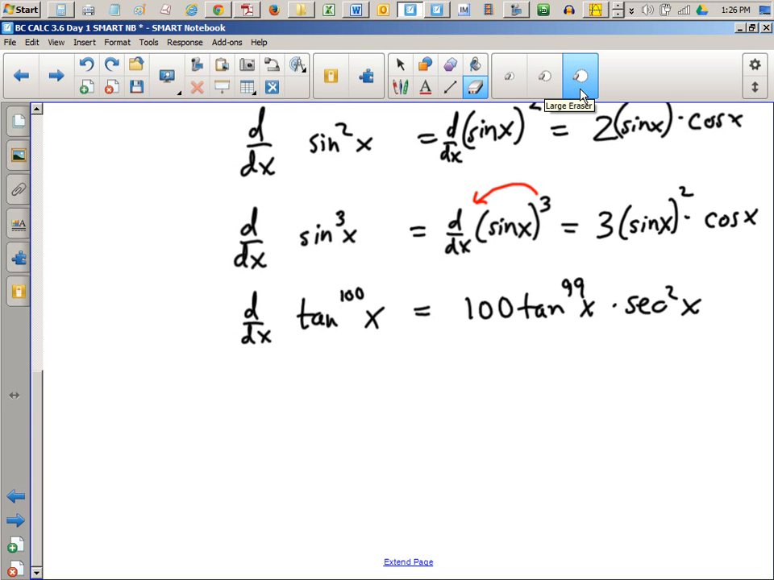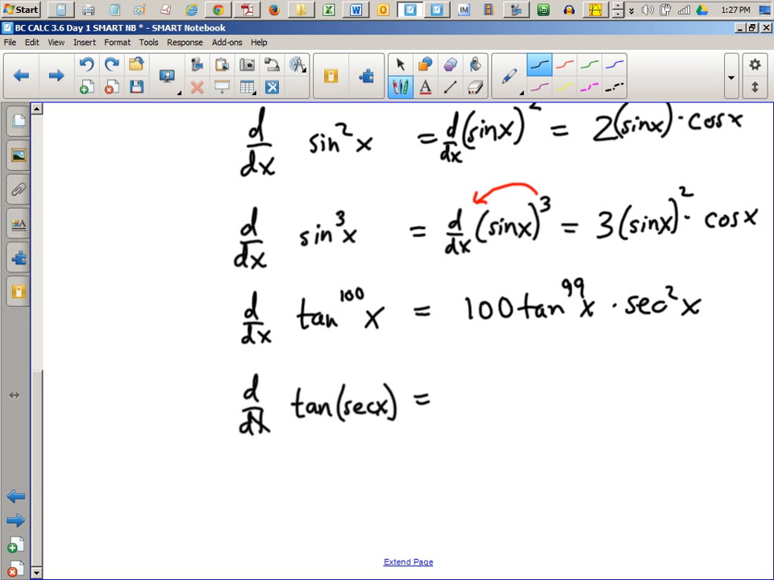Composite of trigs. So what would happen if you were asked to do, let's see, d/dx of tan of secant x. Okay, this is not tangent x times secant x. This is tangent of secant x. So secant x is our angle. How strange. Okay, but that's what we have.